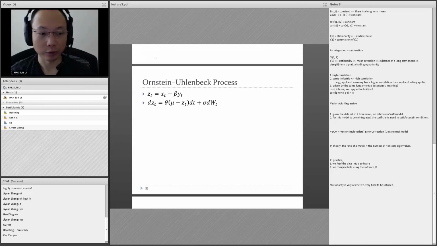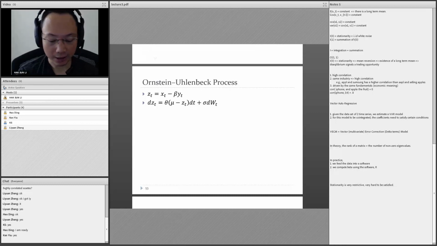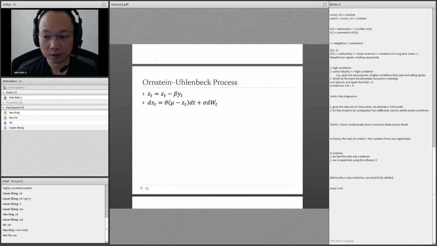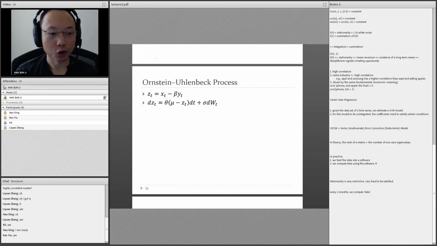Let's say two months. We recompute beta from time to time, let's say every 2 months. But then during these 2 months, regardless of what happened, we also use the same beta. But then how do we describe this mean reverting process? Maybe let me try again. Every 2 months we compute beta. But during these 2 months, sometimes the time series is not co-integrated, sometimes it's co-integrated, and sometimes it's co-integrated but with a different beta. And we forget about this.